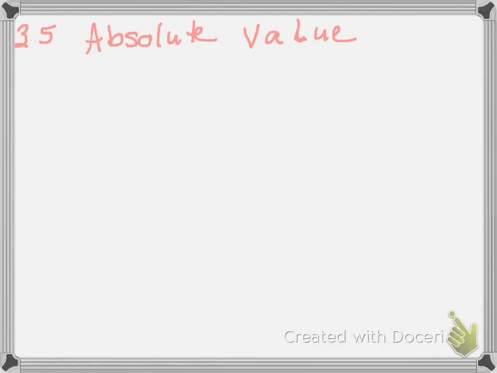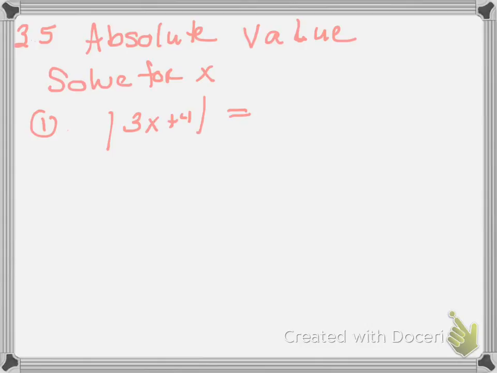All right, for those of you who went to the assembly, or for those of you who would like to have some extra review, 3.5 was on absolute value. The first ones we were going to do is solve for x. The first one we did was the absolute value of 3x plus 4 is equal to 10.